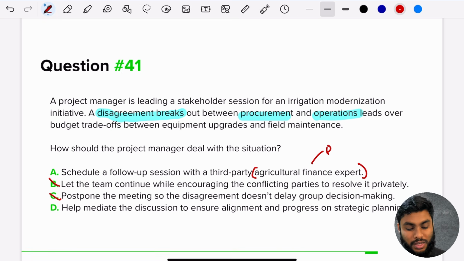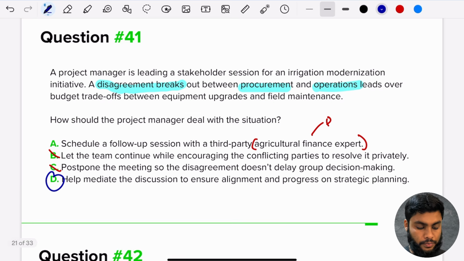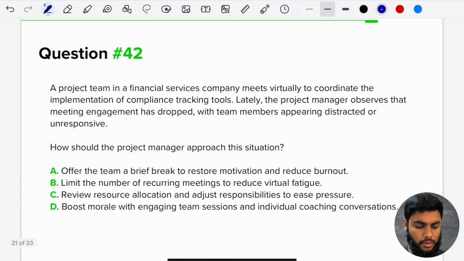D, help mediate the discussion, right? You're going to get involved as a PM. You're going to help people out. You're going to ensure that there's alignment so that the disagreement doesn't evolve, and you're going to move forward, okay? All right, perfect. Let us move on.